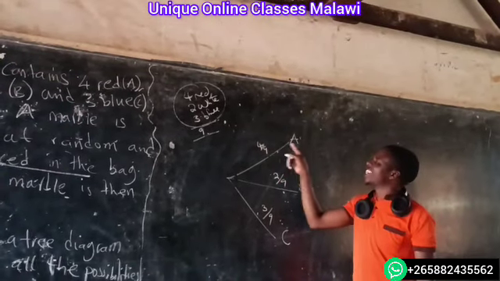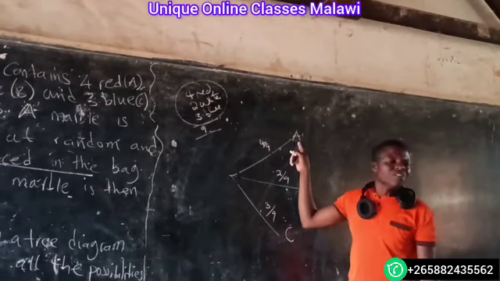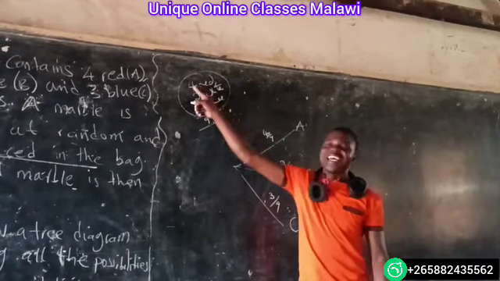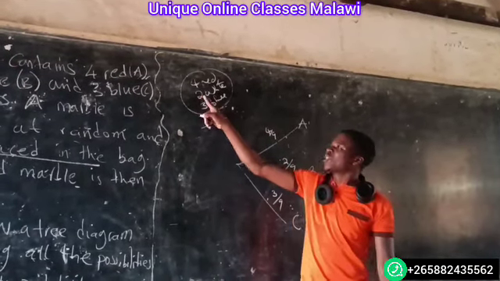The chances of getting a red marble is 4 over 9. The total is 9, so 4 over 9. Then white is 2 over 9.